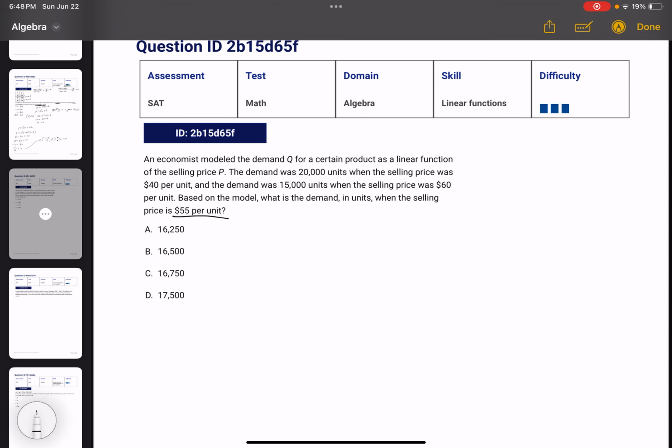Okay, so it tells us what we need to know here. An economist modeled the demand Q as a linear function of the selling price. So Q is equal to our slope times P, which is the selling price, plus B. So P here is really our X. I'm going to rewrite this as Y equals MX plus B. So P is really our X, Q is really our Y, and we have to solve for B.